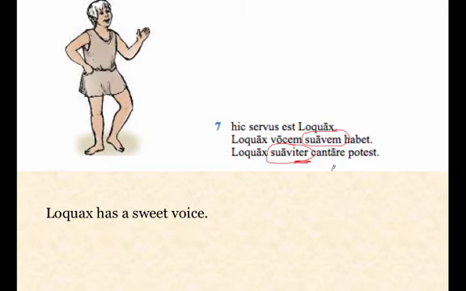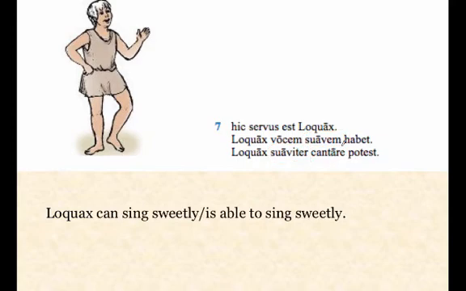And now look, you're going to translate another irregular verb. Put it all together. Look up, if you need to, in the dictionary, the verb cantat. Now the infinitive cantare. How would you translate loquax suaviter cantare potest? Loquax can sing sweetly, is able to sing sweetly.